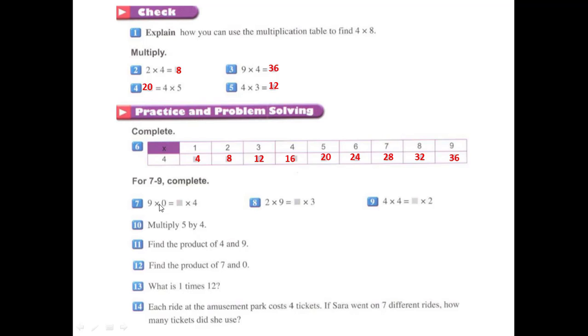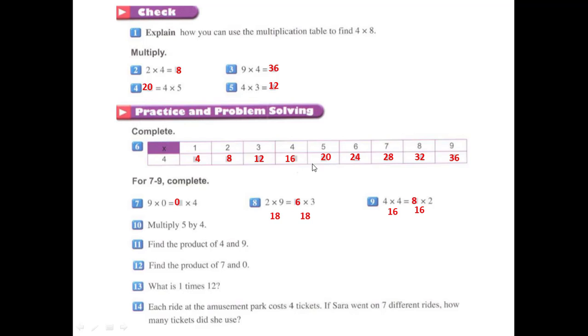Okay. 9 times 0 is equals to what? Is equals to 0. Okay, 4 times which number is equals to 0? Of course, 4 times 0, because you should make a balance. It's equation. 2 times 9 is equals to 18. Okay. 3 times which number is equals to 18? 3 times 6. 4 times 4 is equals to 16. 2 times which number is equals to 16? 2 times 8. So 16 is equals to 16.